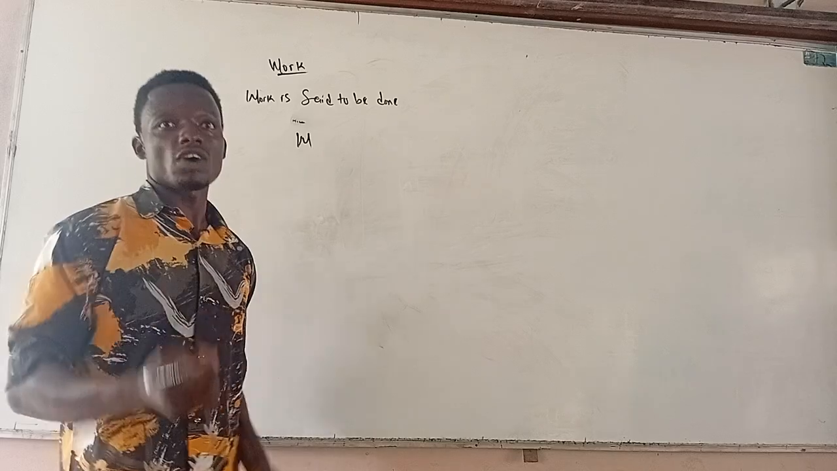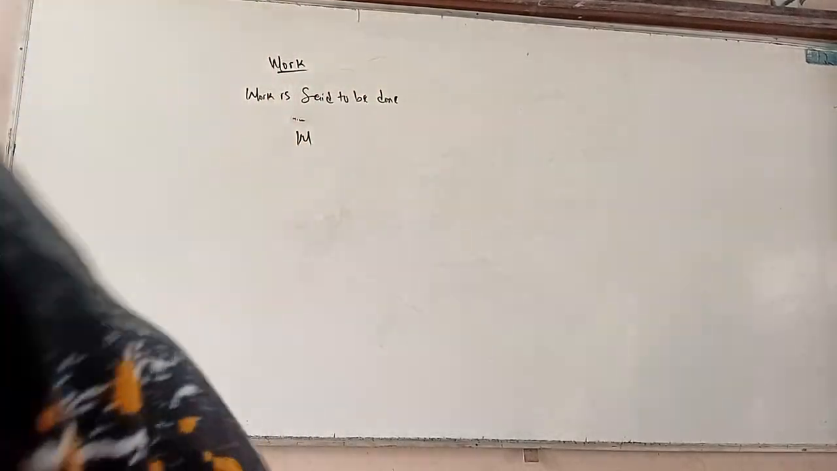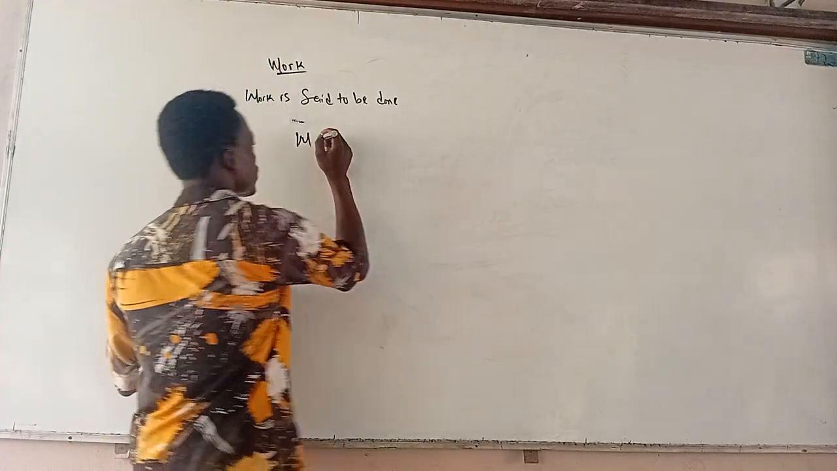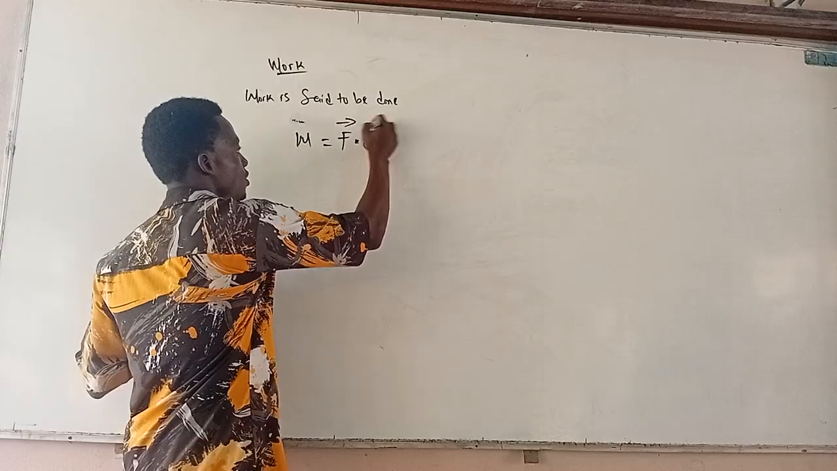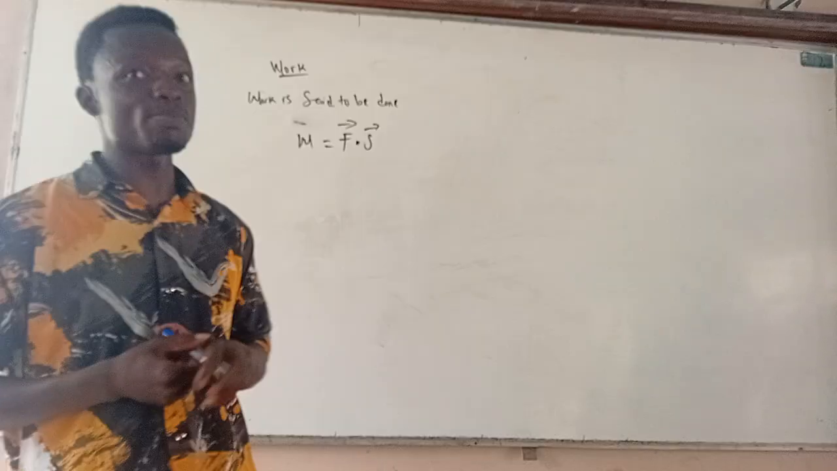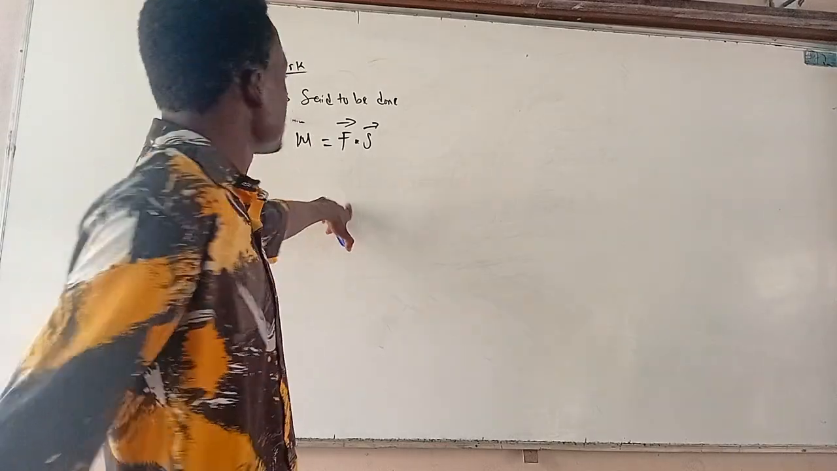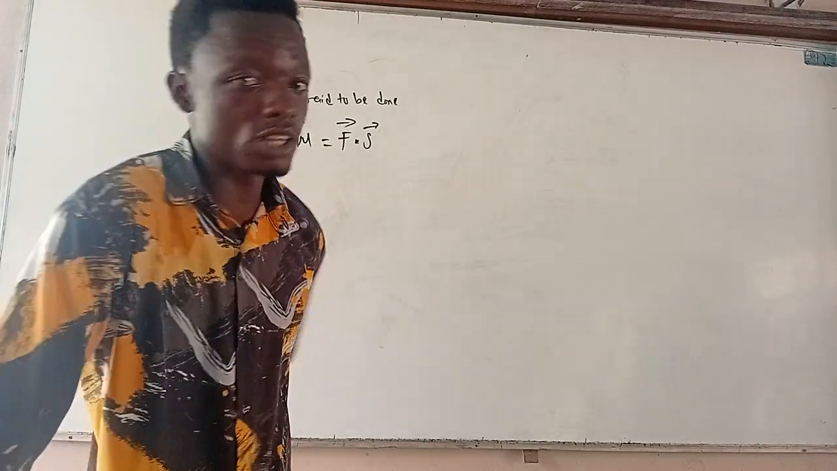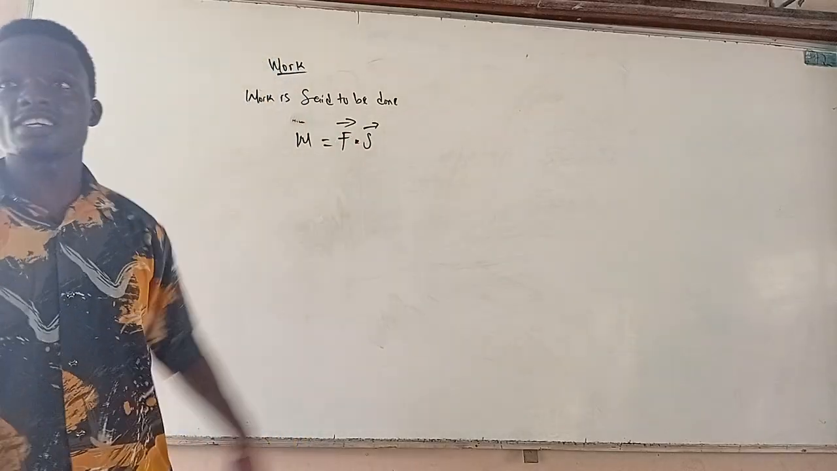Now, work done is a scalar quantity. And don't forget, you can go and watch my video on vector. Whenever you have a scalar quantity, that's a dot product. So work done is vector F dot vector S, where S is the displacement. Work done is not force times distance. There is nothing like force times distance in physics. It's force times displacement. Take note of that.